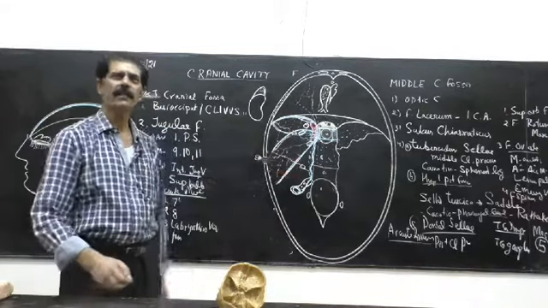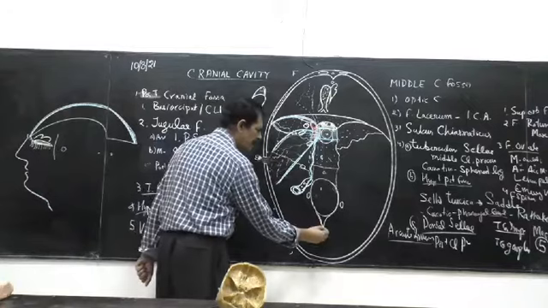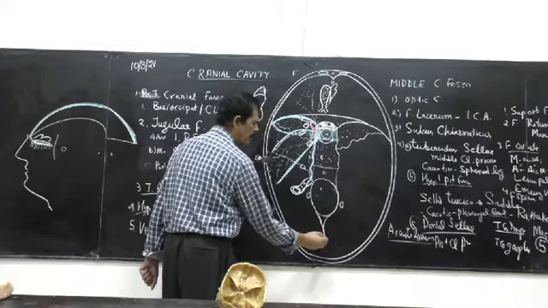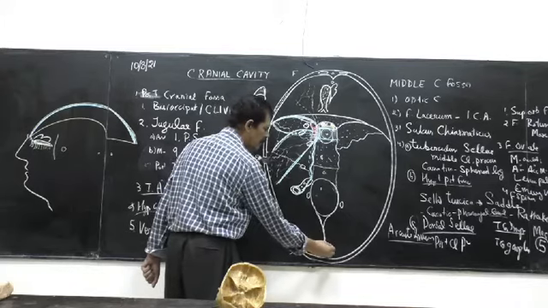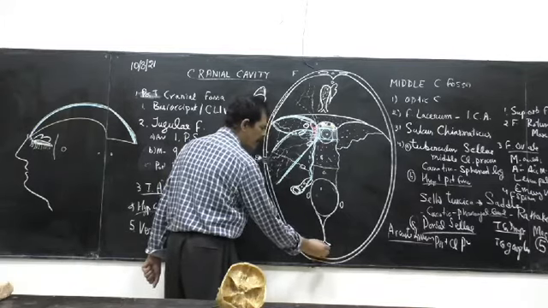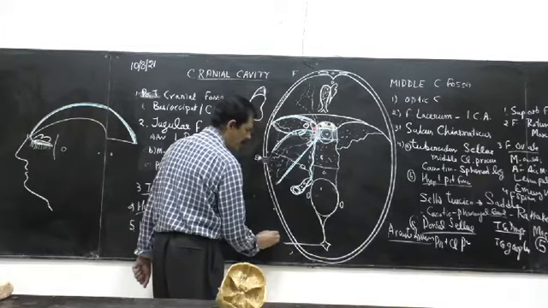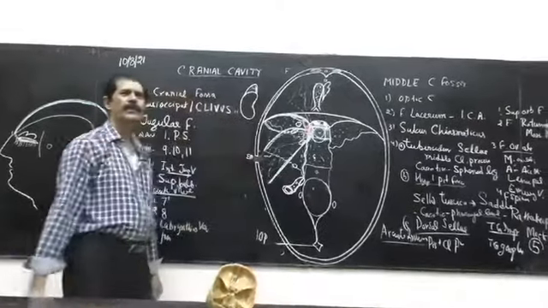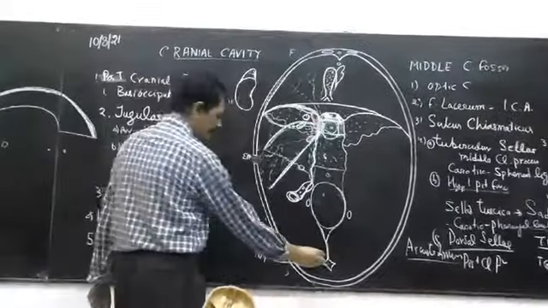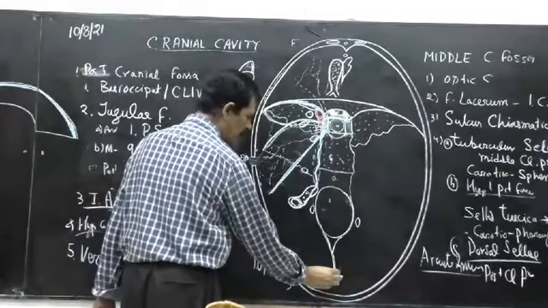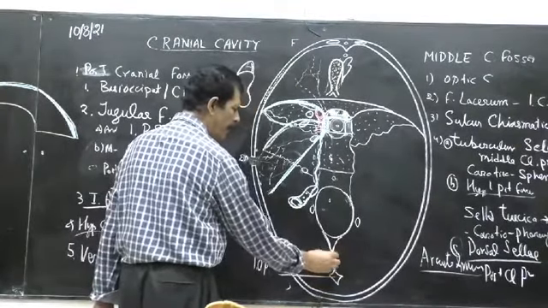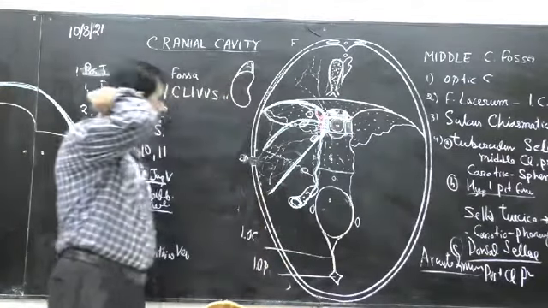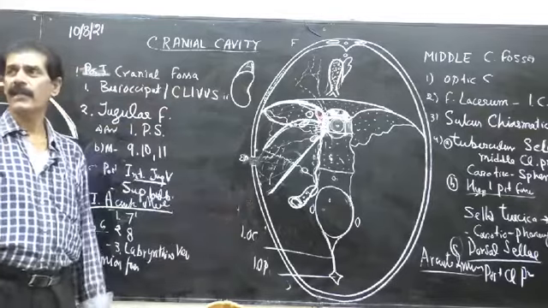So that touches here. And from posterior there is a crest, and posterior to this there is the internal occipital protuberance, exactly inside the external one. And from this internal occipital protuberance to the foramen magnum, there is the internal occipital crest. Outside there was the external occipital crest. This is the internal occipital crest.